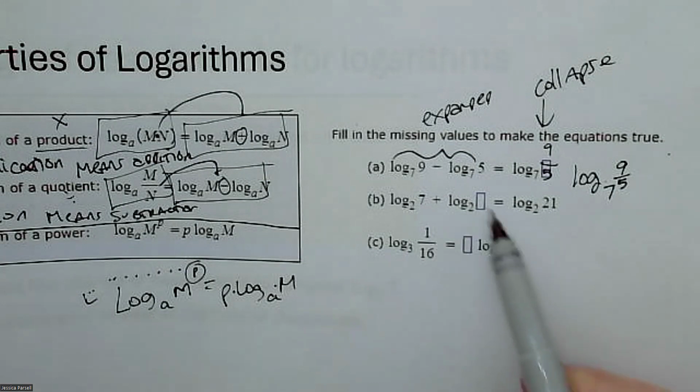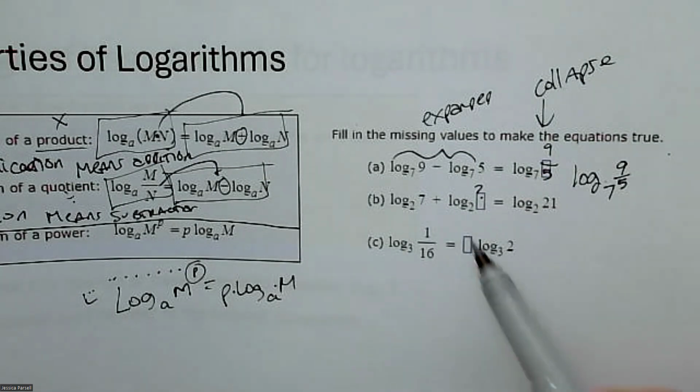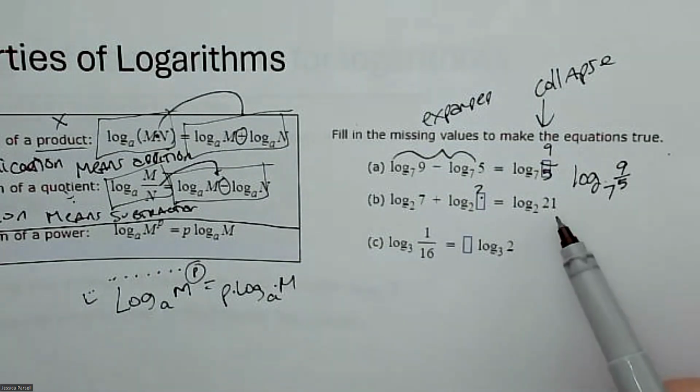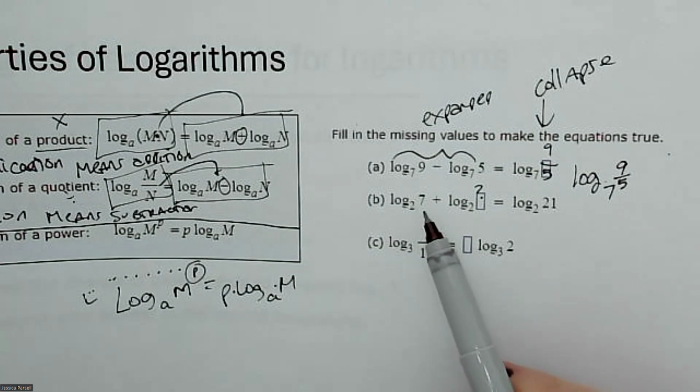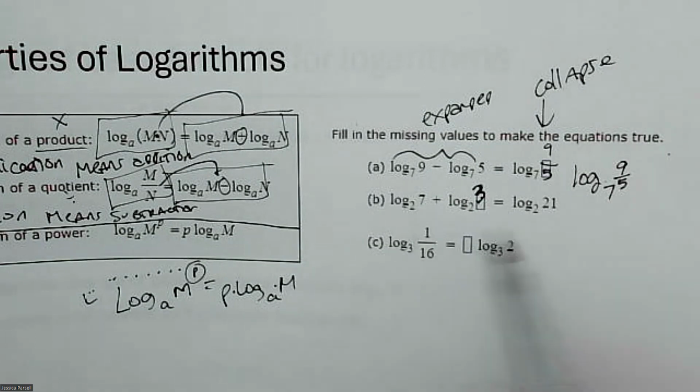So they're kind of being a little tricky here. They're asking us to think about what this number would be, that if you multiplied it times the 7, it would be 21. Well, we know from multiplication tables that 7 times 3 equals 21. So this should really be a 3, because if you push them together with the addition, and addition means multiplication, 7 times 3 would give you 21.